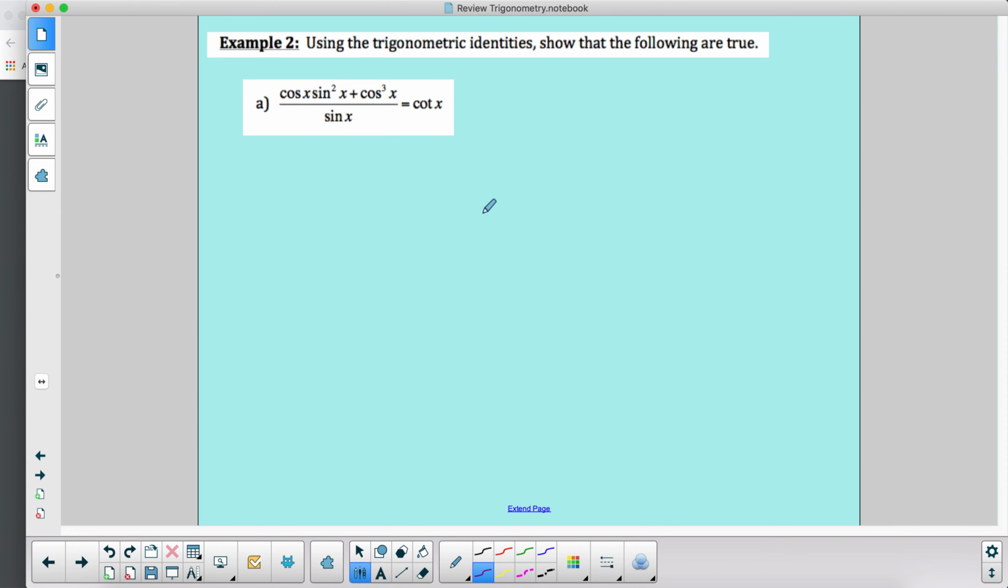Then we have this example. Using the trig identity, show that the following are true. So I would recommend taking one side and one side only and changing that side until it equals the other side. The left-hand side looks more complicated, so I am going to start with that. Some things you could do is take trig functions such as secant, cosecant, cotangent, along with tangent, and convert them into sines and cosines. That's like one tip or trick.